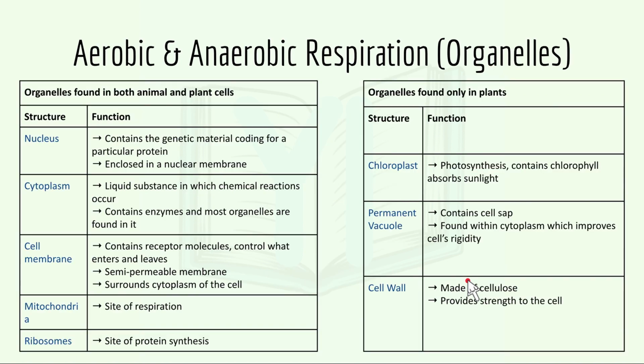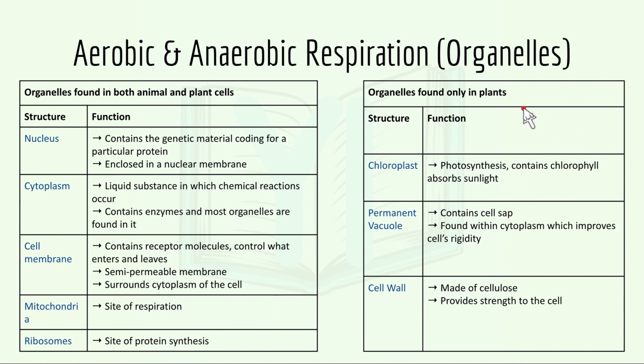Then we have aerobic and anaerobic respiration on organelles. Here are organelles found in both animal and plant cells. We have the nucleus, which contains the DNA. Cytoplasm, a liquid substance in which chemical reactions occur. Cell membrane, which contains receptor molecules and controls what goes in and out. Mitochondria, which is the site of respiration. And ribosome, which is the site of protein synthesis.